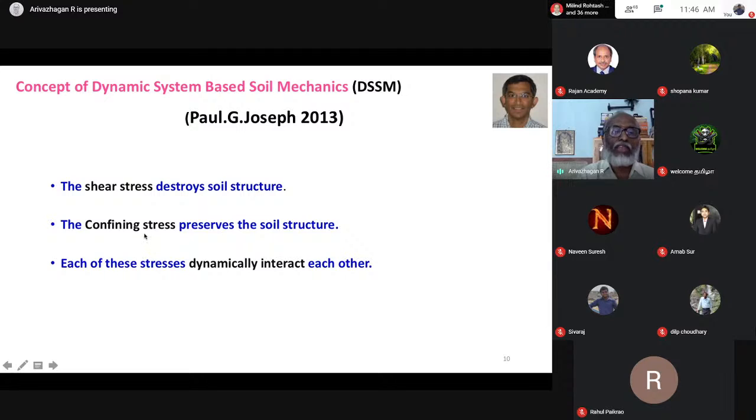At the same time, confining stress tries to preserve the soil structure. Therefore, the equilibrium of the soil is maintained. So these two activities are called interaction. This interaction is the basic concept of dynamical system-based soil mechanics. So I want to explain more about what the interaction is. Then you can easily understand.